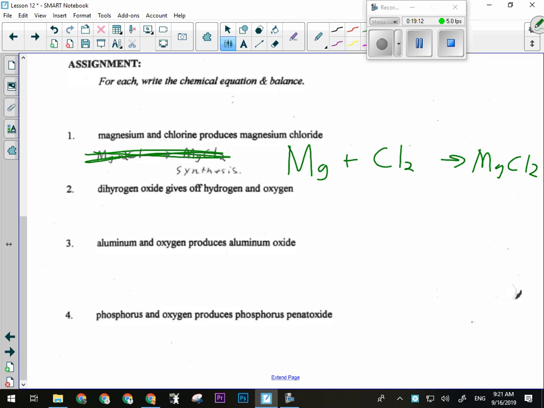Questions on that one? So how come it's Cl2 in that equation? Is that because we're combining them? That's just the way that chlorine comes as an element. Since it said magnesium and chlorine, we have to write them in their elemental forms. So magnesium is a single atom, and chlorine is Cl2.